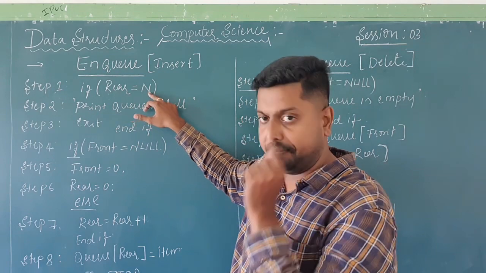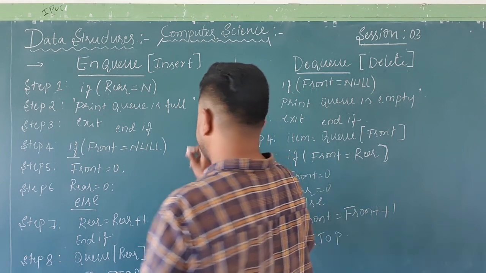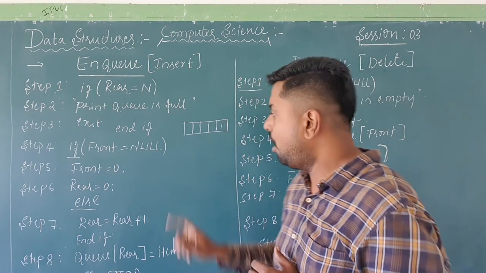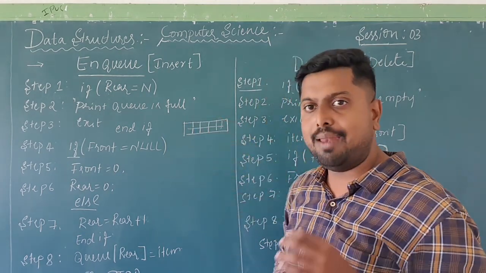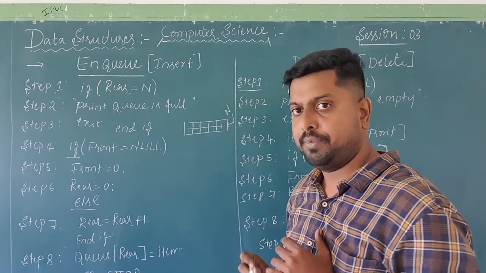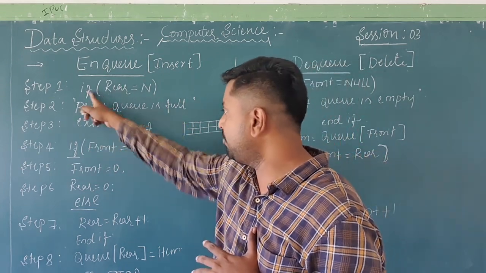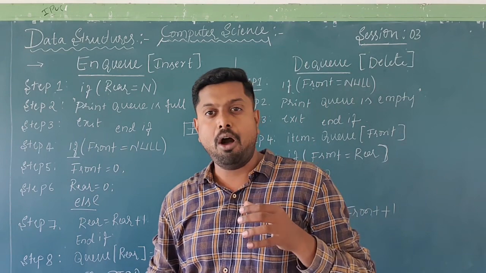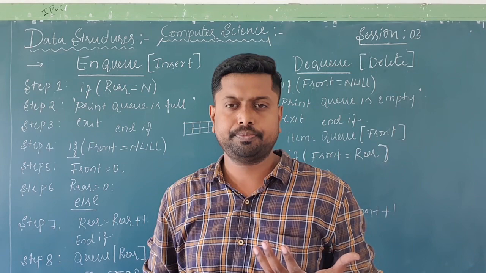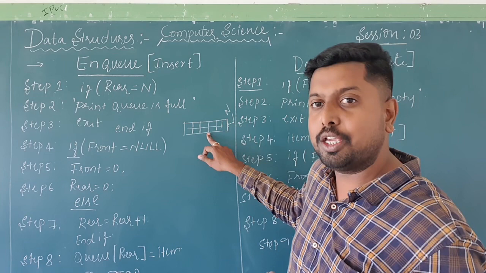If rear is equal to n, that means the queue is full. For example, this is one kind of queue. All the elements are full in this type of queue. That is rear is equal to n. Rear is equal to n means the queue is full. Exit, end of the if statement. If the queue is already full, we don't have a chance to add a new element to the queue, because already the queue is full.